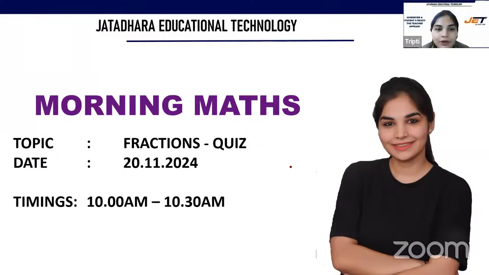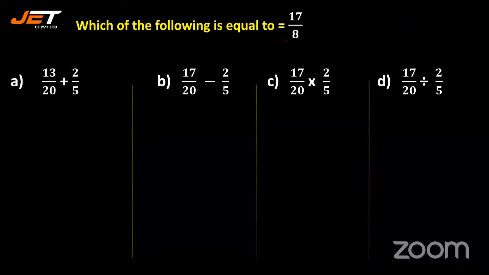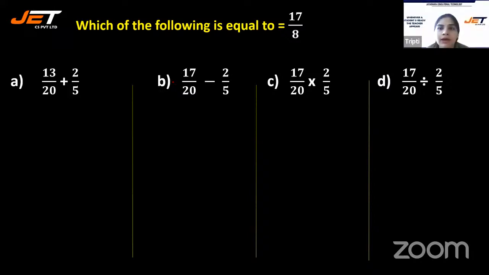All right, so here, let's move forward. Let's take a quiz. Yesterday we did plus, minus, multiply, and divide in fractions. And how did we do that? It's simple, right? You just have to make the denominator same, and that's it. So now also you have to do the same thing. Okay, perfect. So here, 13 by 20 plus 2 by 5, 17 by 20 minus 2 by 5, 17 by 20. Okay, so this should be 17.